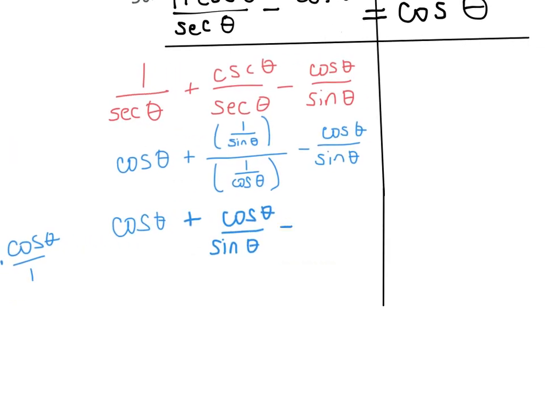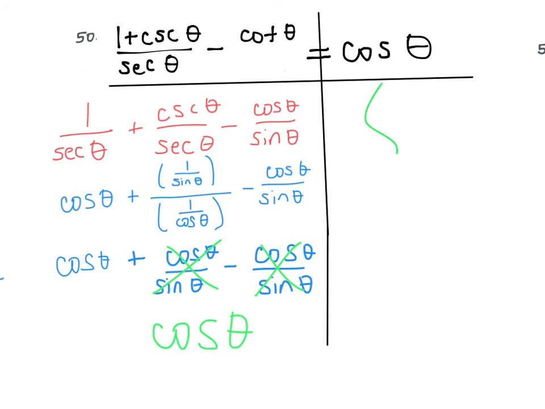Then I have minus cosine theta over sine theta. Now, guys, think about this. Positive cosine theta and negative cosine theta. It's like saying positive 2 and a negative 2. Positive 7 and negative 7. They're going to cancel each other out. So I can just say this cancels out because a positive and a negative cancel each other out. I'm left with cosine theta, which is exactly what we were trying to get to.